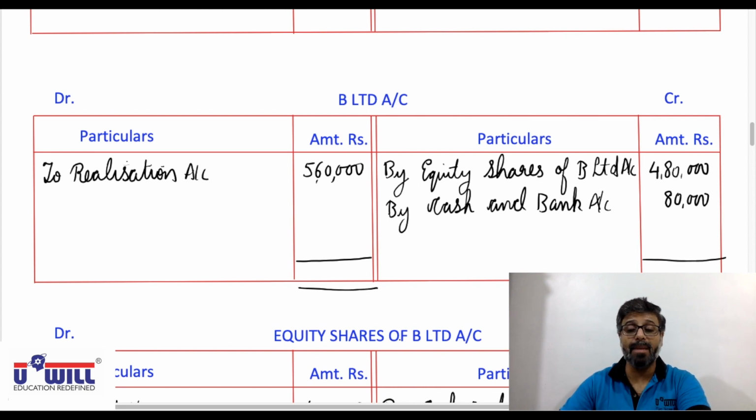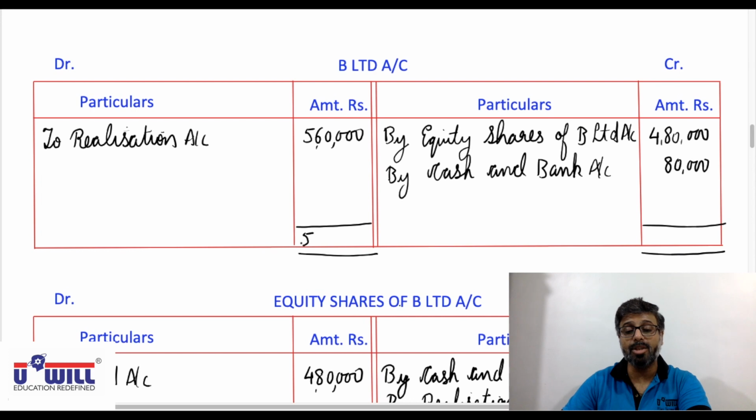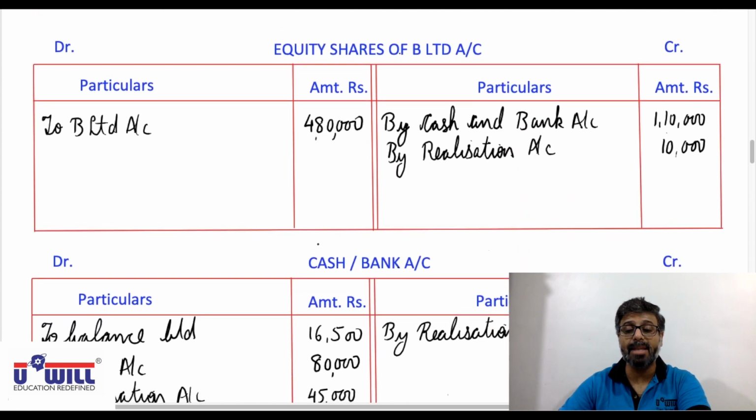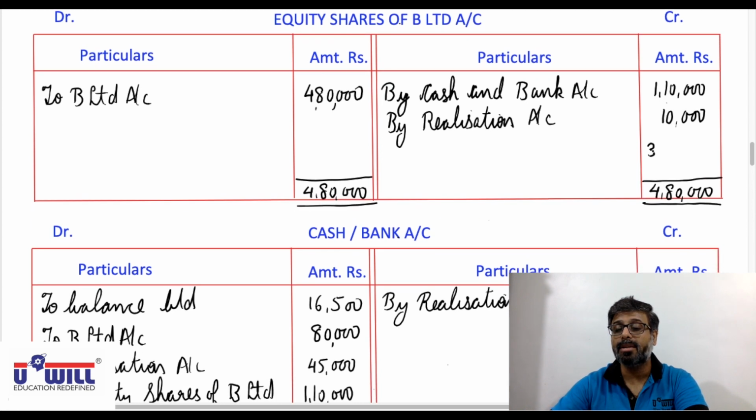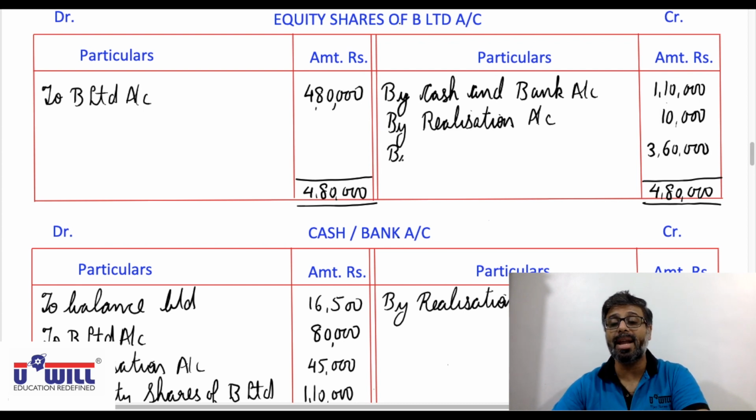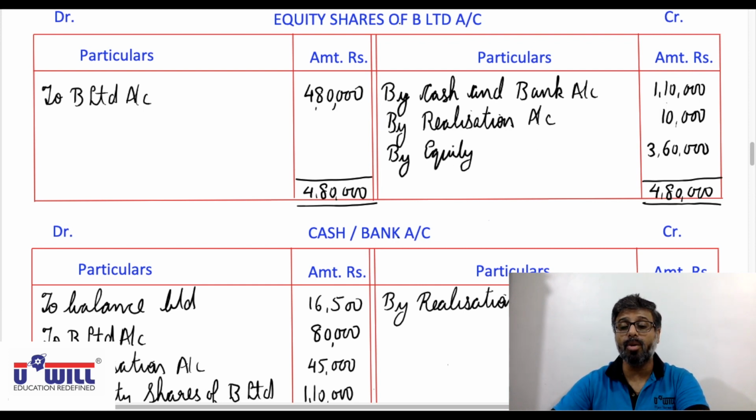No amount remains in B Limited. It is a squared up account. It gets closed. So both the sides total 5,60,000. Equity shares of B Limited, whatever balance remains, will give those equity shares to shareholders. So 4,80,000, both the sides 4,80,000 minus 1,20,000 means 3,60,000. Basically 1/4 shares were sold. So remaining 3/4 shares of 4,80,000, 3,60,000 will be given to equity shareholders.